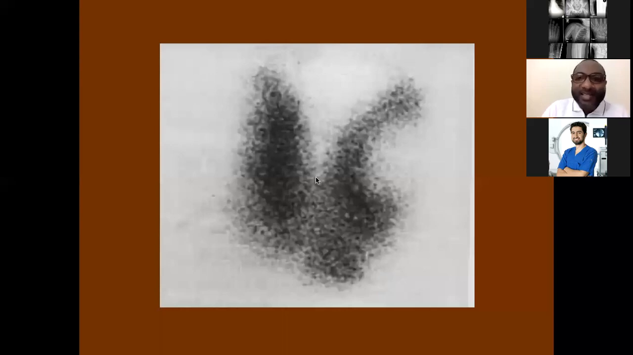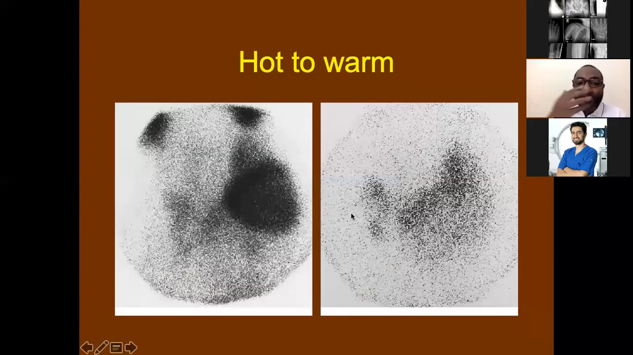Okay, this slide is what I wanted to demonstrate to you: the difference between a hot nodule and what we sometimes refer to as a cold nodule.